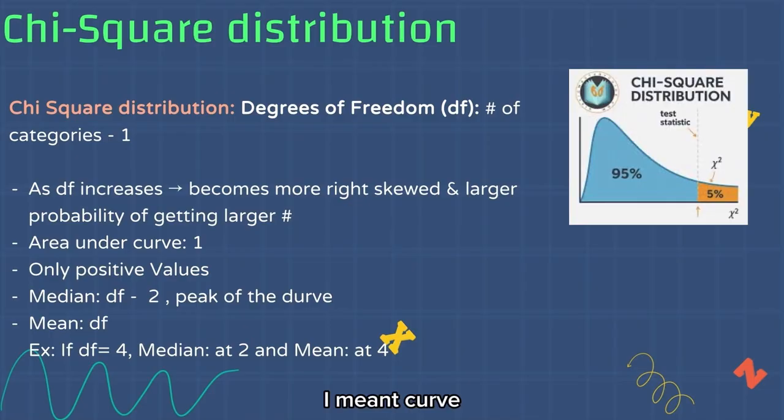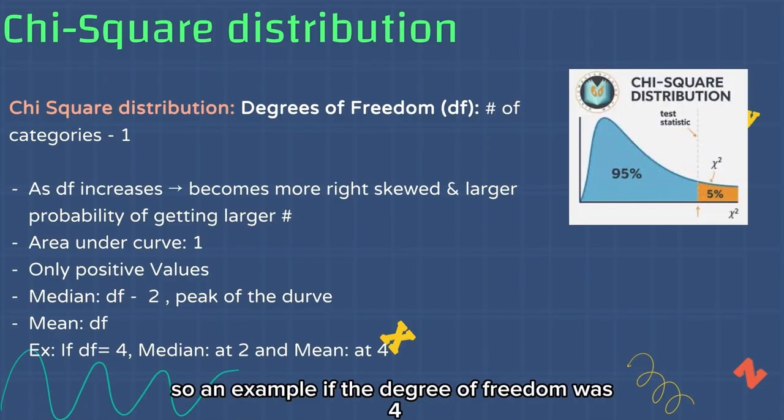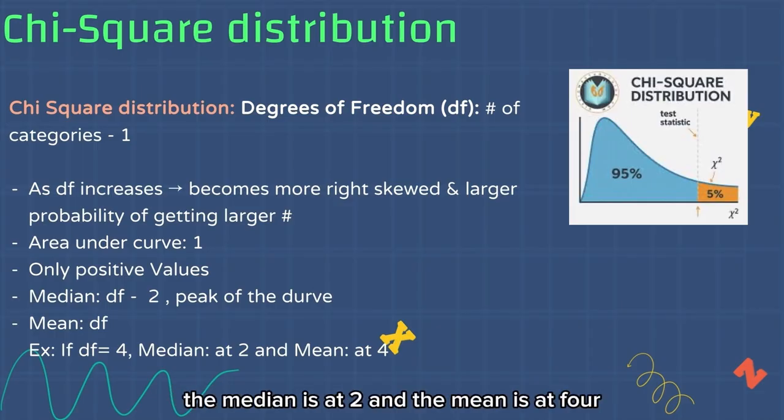Sorry, this is wrong, I meant curve. And the mean happens at DF. So for example, if the degrees of freedom was 4, the median is at 2, and the mean is at 4.